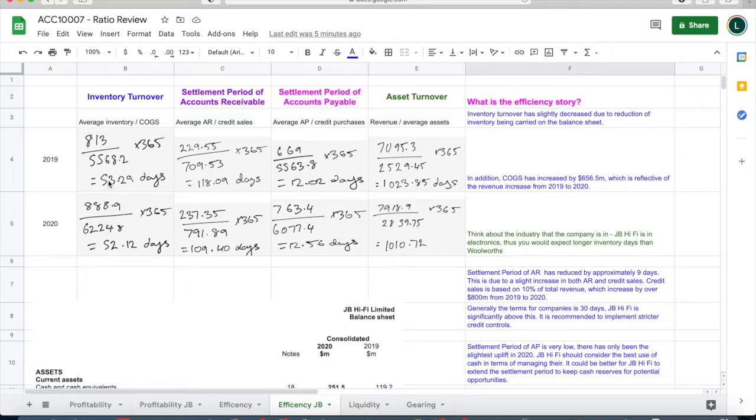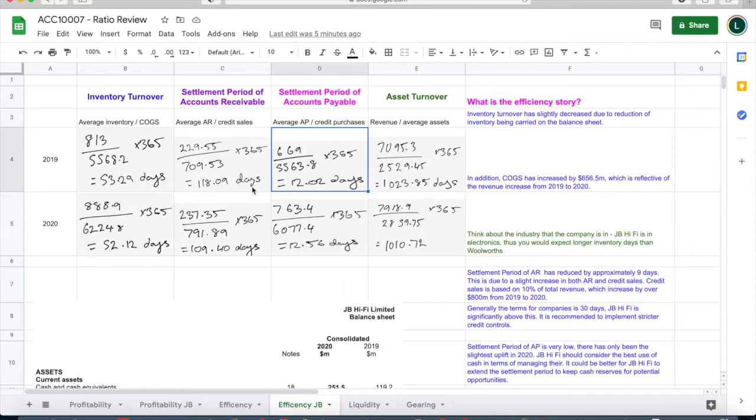So generally, this is our 2019 over here, and then this is our 2020. We can see if we have a look, it's all getting slightly better, except for accounts payable. It's gone up, but by the tiniest amount. Accounts payable is super low, 12 days. So we might want to consider, do we actually want to increase that for our cash flow management?